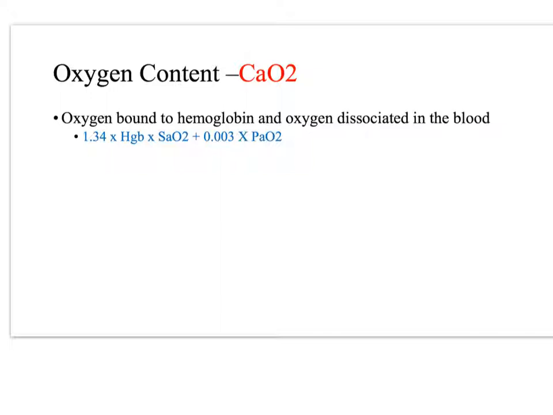This is the oxygen bound to hemoglobin plus the oxygen that is dissolved in the blood. The equation is 1.34 times the patient's hemoglobin times their SAT, plus 0.003 times the patient's PaO2.